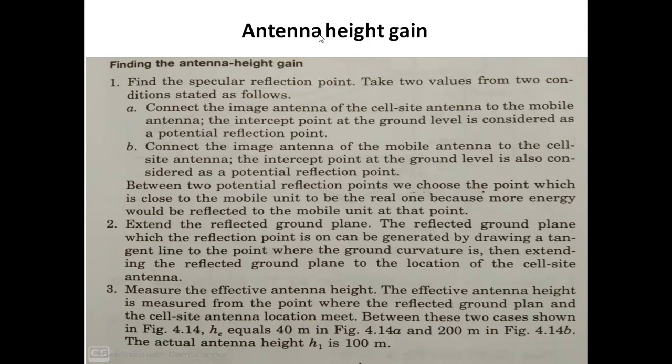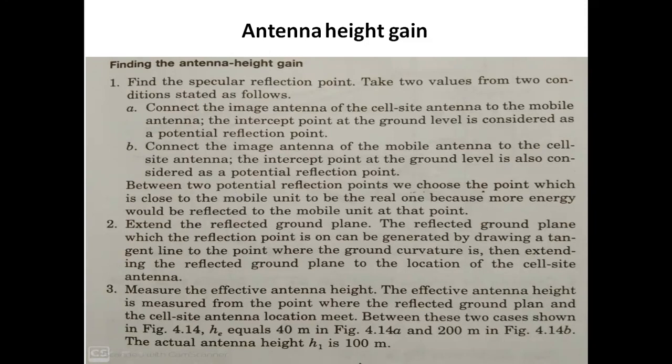So to find the reflection point, we connect the antennas of the cell site and the mobile unit, and take the intercept point at the ground level. We have two reflection points in the two cases. We consider the one reflection point which is closer to the mobile unit, and by the use of that reflection point, we can find the antenna height. That is the first one. And second one, extend the reflected ground plane.